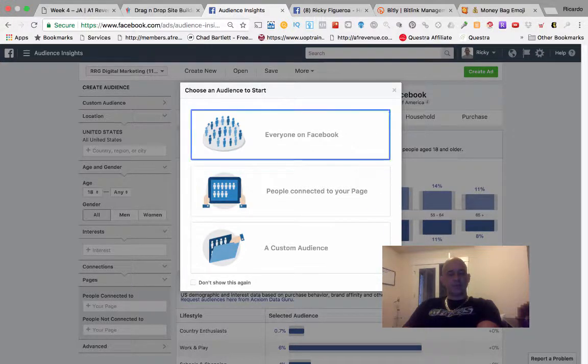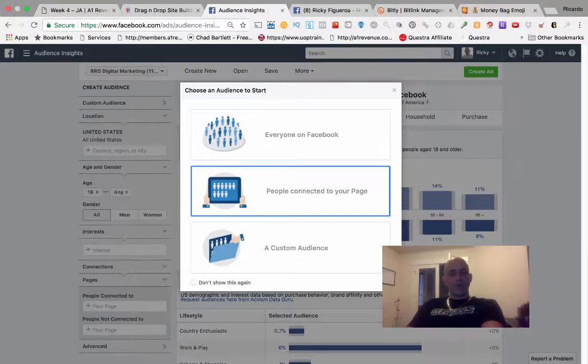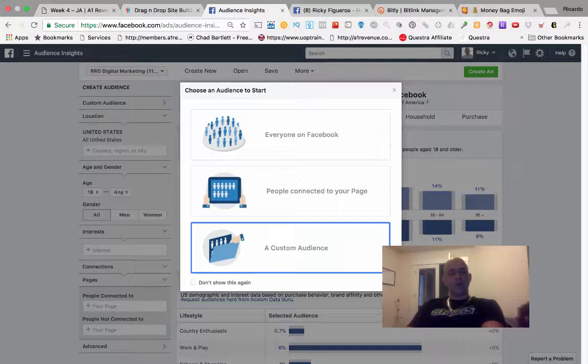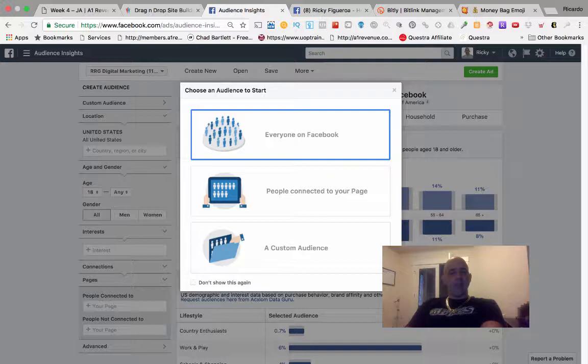The way this works, you want to gather as much information as you can for any niche. In this example, I'm gonna stick to weight loss. Right now, when you come in here, Facebook is going to ask, do you want information on everyone on Facebook, or people connected to your page, or a custom audience? You can do all this, but most of the time you're going to use everyone on Facebook.